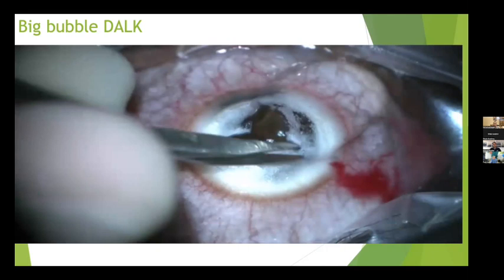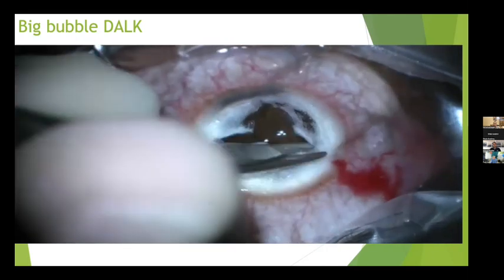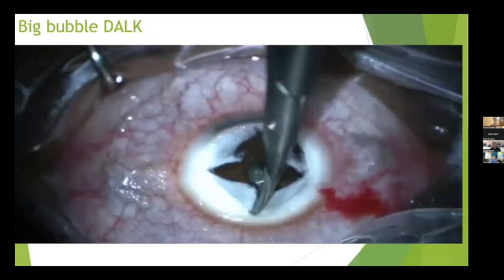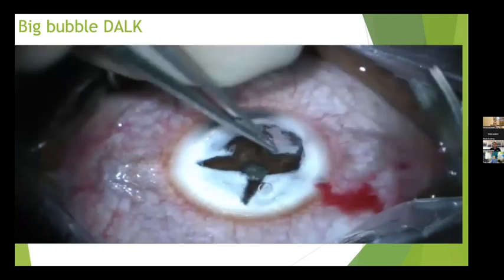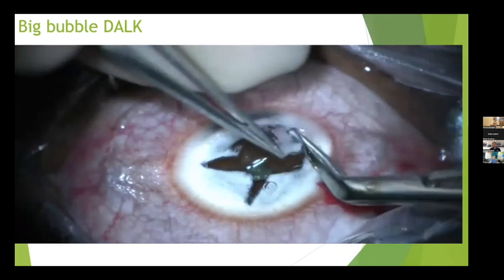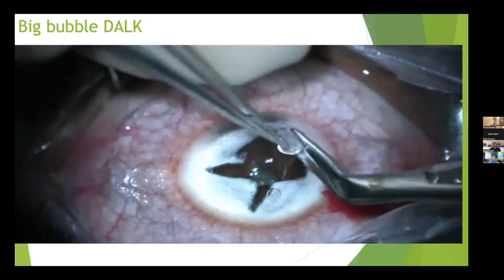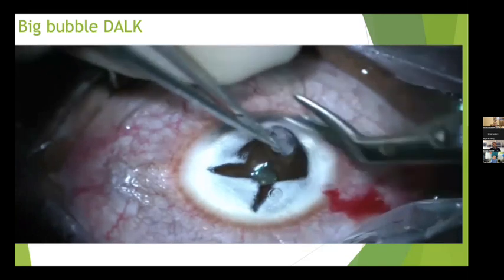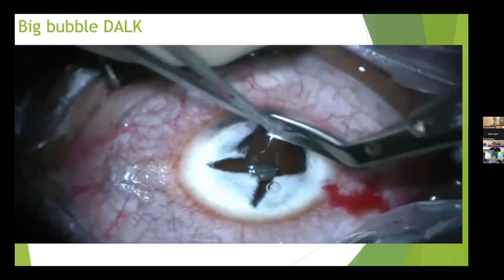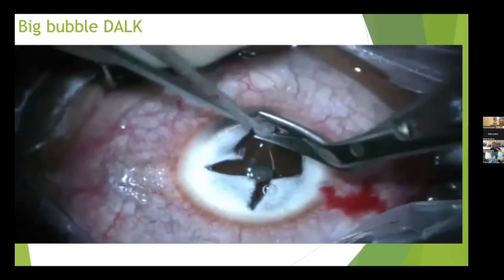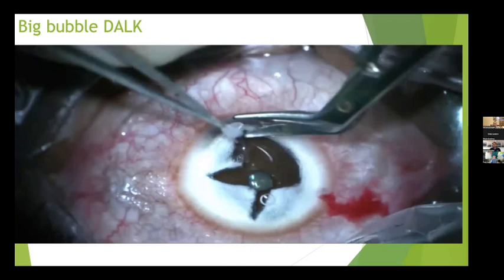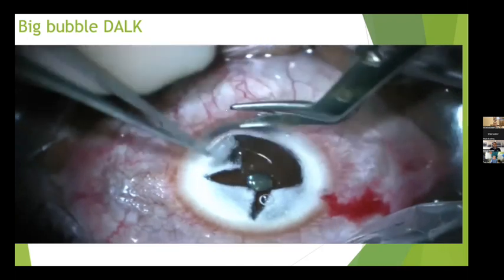So we cut it into 4, or some surgeons prefer to cut it into 5, depending on what you're comfortable with. This step I would highly recommend beginning surgeons practice in a wet lab, because if you achieve a successful big bubble DALK, it's quite unpleasant to get a perforation of Descemet's membrane while removing the superficial stroma in this step. So you try different ways, different angles, to the right or to the left scissors, for each of these quadrants until you reach the technique that you are comfortable with.